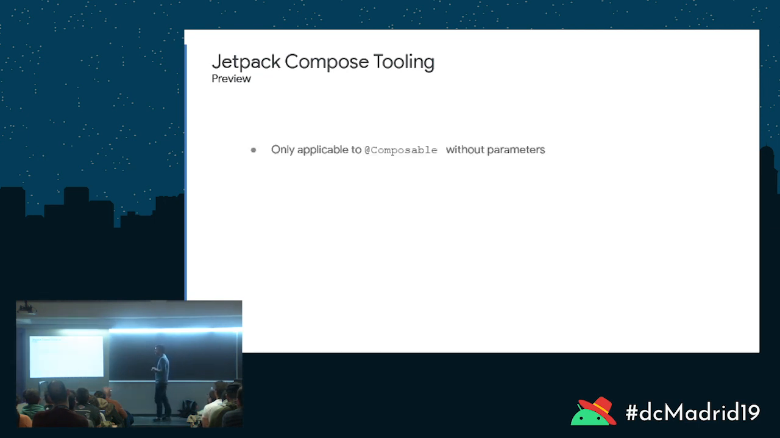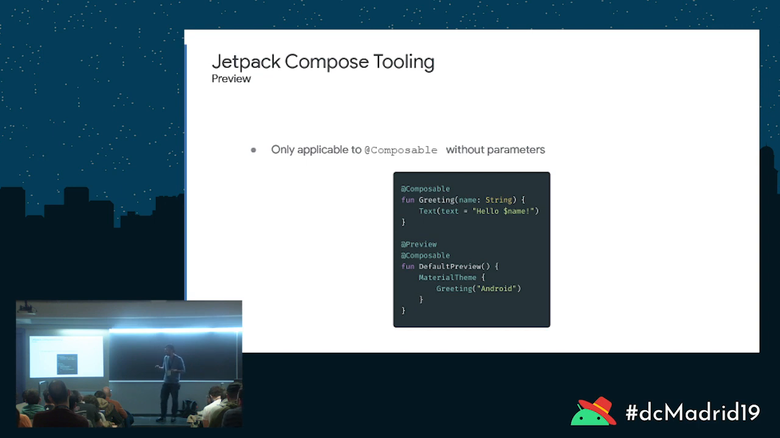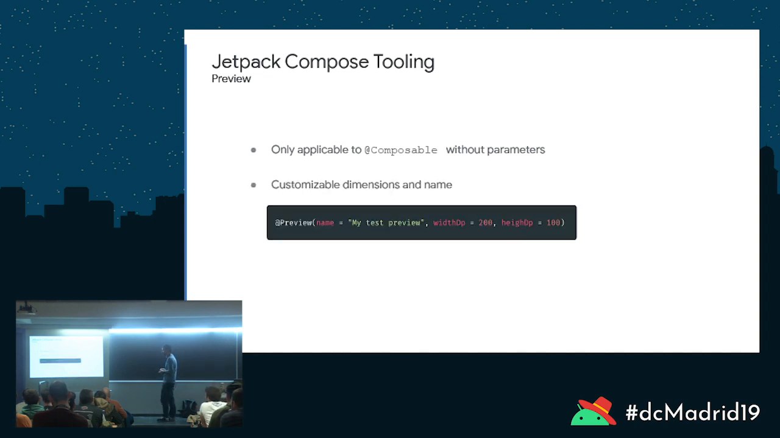So a few things for the preview. Currently, it's only applicable to composables that don't have parameters. So that shouldn't be a problem. If you have any composable that has parameters, you can do a preview in a different composable that calls the first one. And hopefully, this is a good way also to inject data that you want to test. So if you have a composable or an activity that receives a list of names, well, this is a good way to do it. You define a preview, and then you create a list of names, and you pass it to the composable. And the preview will do that. And again, it's just code, so you can do anything that you could do in code.